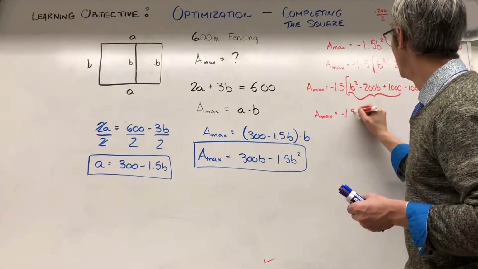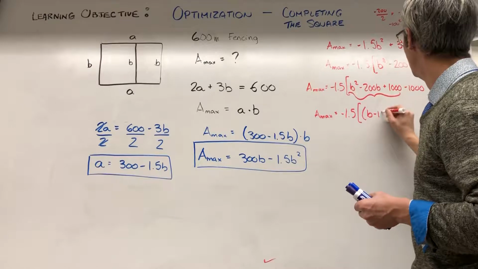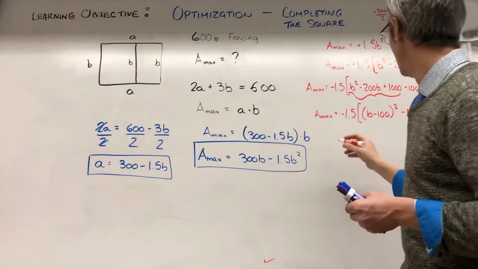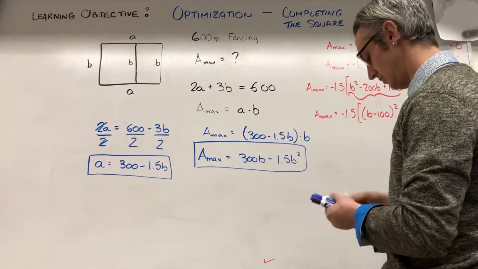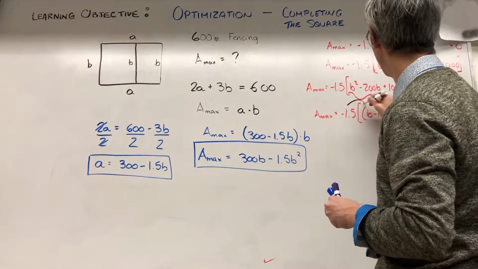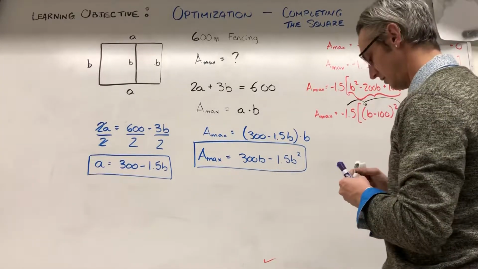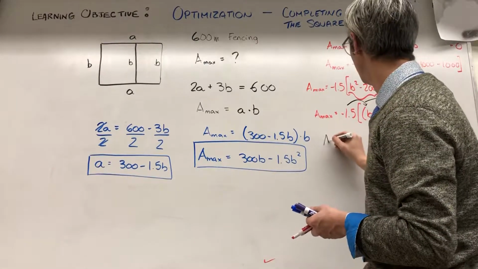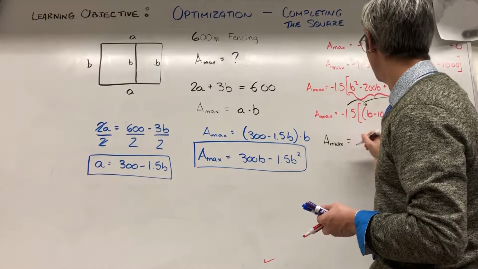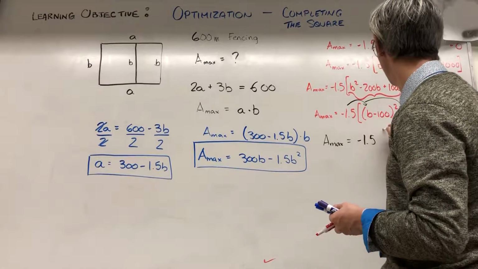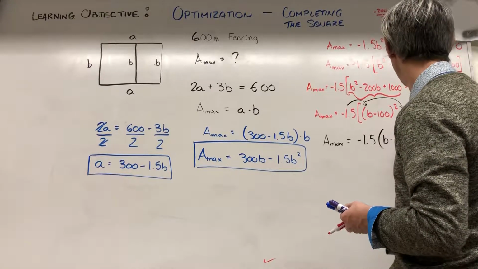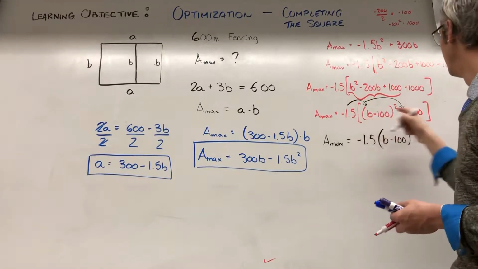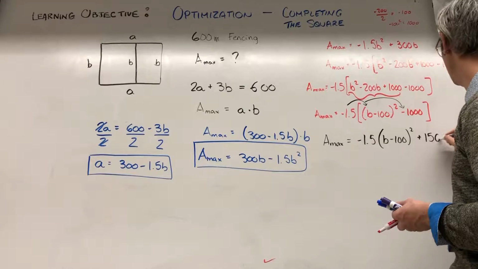So I get A max is equal to negative 1.5 times ((B minus 100) squared minus 10,000). And then I'll distribute this negative 1.5, multiplying it by here and by here. So I get A max is equal to negative 1.5 times (B minus 100) squared. 1.5 times 10,000, negative times negative is a positive, 15,000.